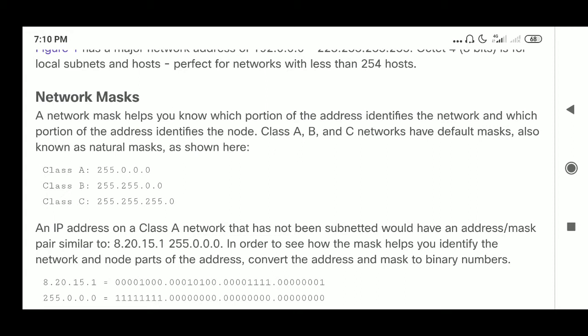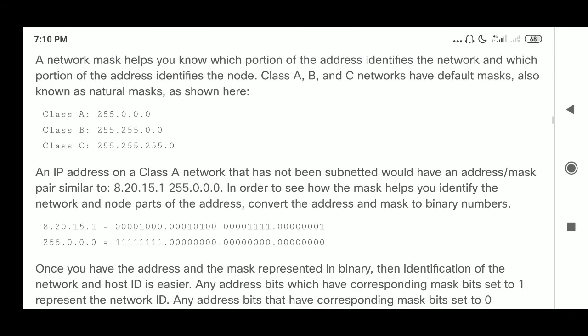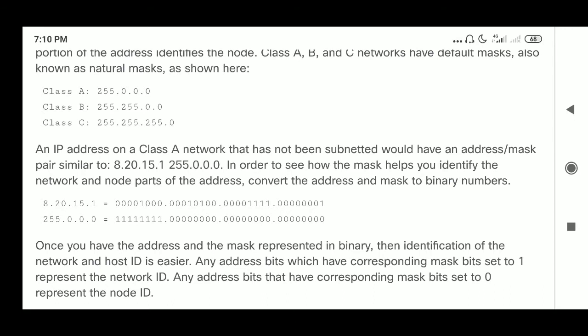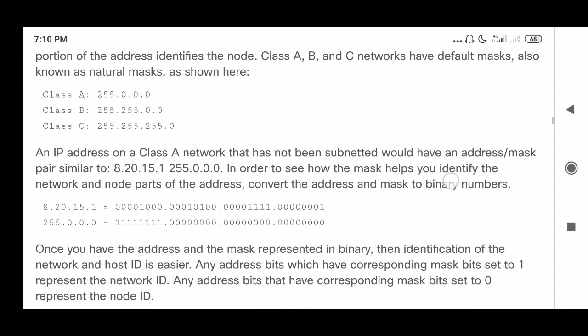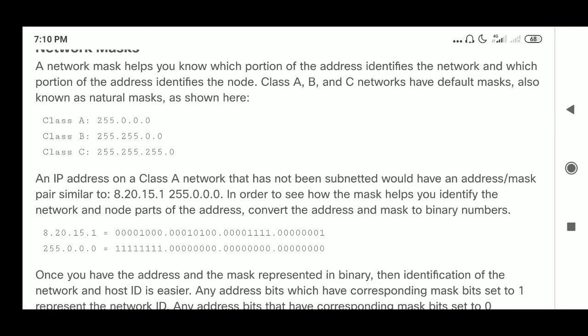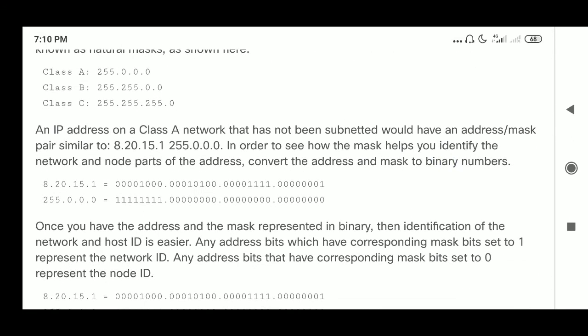So a network mask helps you to know which portion of the address identifies the network and which portion of the address identifies the host. So without specifying that this IP address is of class A or B or C, if someone has given you the IP address and network mask, then you can find out the class of that address.